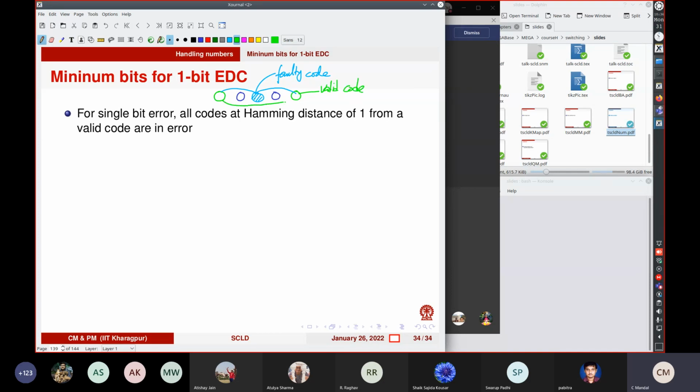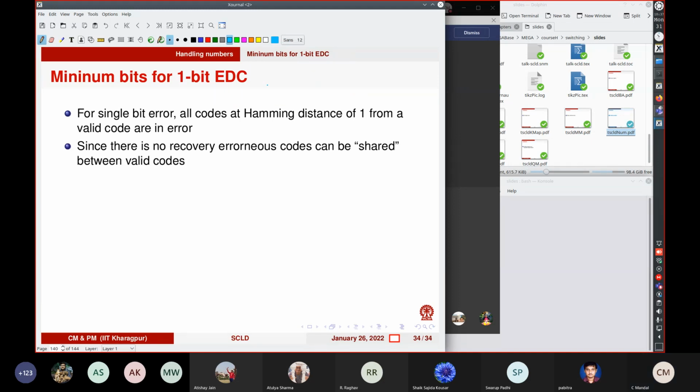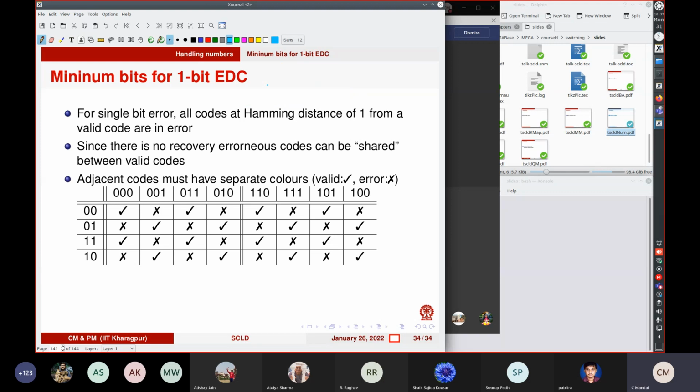That is all you need to do. So of course, as you can see, if you have this situation from this faulty code, you really don't know whether this fault came from here or from here. That you can't distinguish, unlike this case where you can distinguish. So that's the idea of error detection without correction.